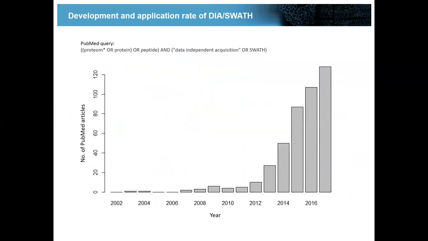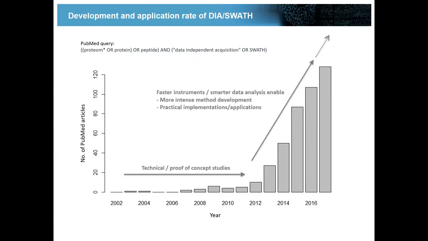And I just think it's also interesting to look at what the development and application rate is for methods like DIA or SWATH. This is a PubMed query that tries to capture something about how much this is being used. What you can see is that there were a lot of technical and proof of concept studies happening during the 2000s, but it didn't really take off until about 5 or 6 years ago.